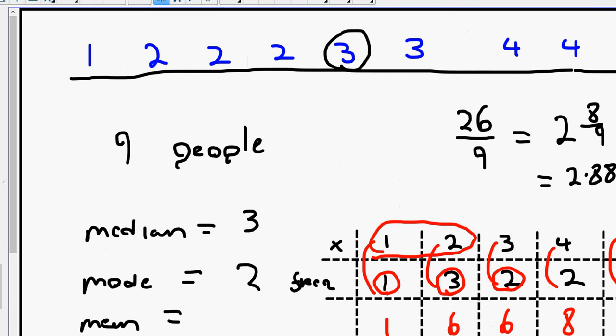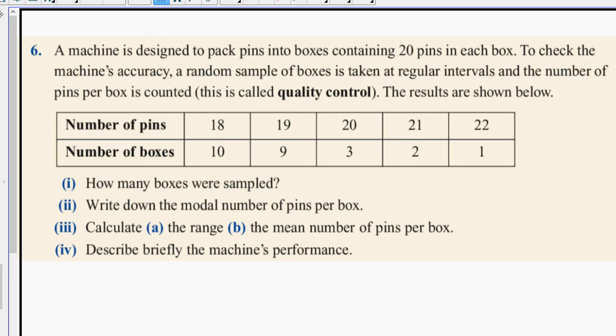Now here's what we're going to do. We're going to do a question that's already written out for us, okay? First thing, how many boxes were sampled? Kaminsky, how many boxes were sampled? Add them together. 19, 22, 25 boxes were sampled.